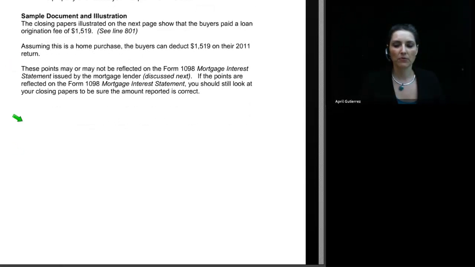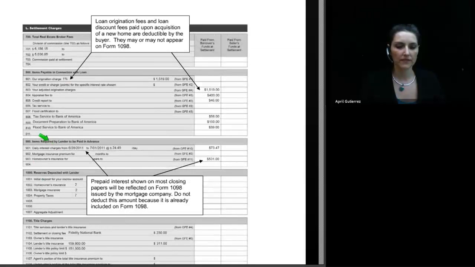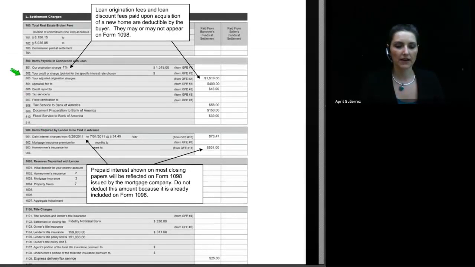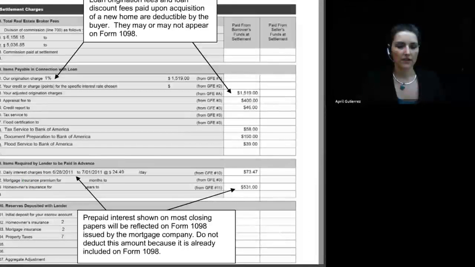We have points that were paid in the amount of $1,519, and they are deductible on the return. So we see here that we have all kinds of lines with all kinds of numbers, but in the end, the one I care about is this one right here. Your loan origination charge. Here it actually uses the word points. That's interesting. Your credit charge points for a specific interest rate chosen. But we're looking at the loan origination charge.